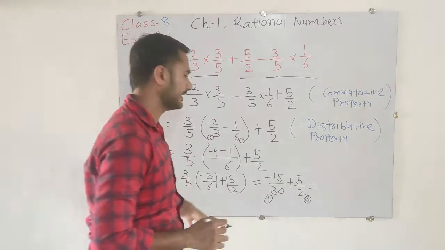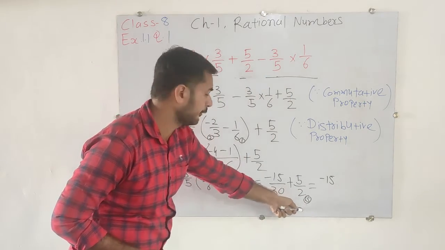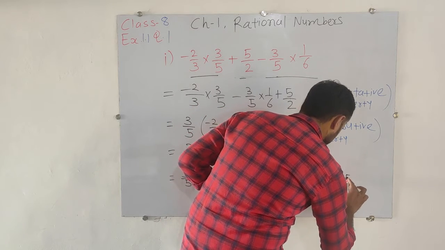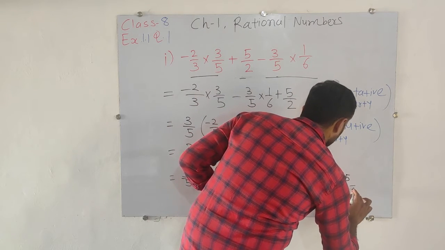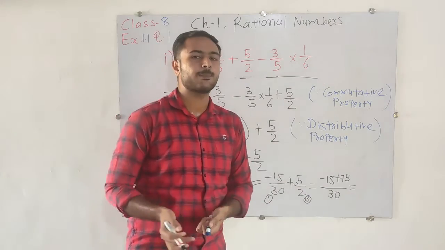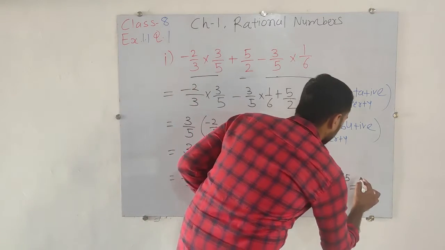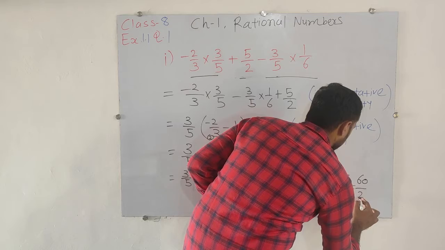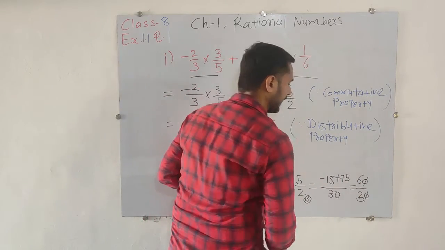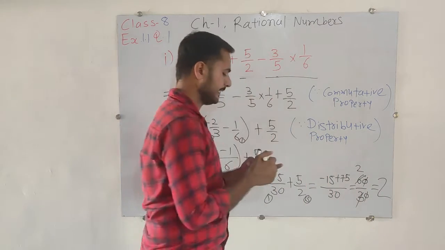So 1 into 15, that is minus 15 because there is a minus sign. Minus 15 and here is 15. So 15 fives are 75, and the sign is plus, divided by 30. Now minus 15 plus 75 means plus and minus, so we subtract: 75 minus 15 will be 60. So 60 divided by 30. Now we reduce the terms. Zero zero cancel. 3 twos are 6. So our final answer is 2.